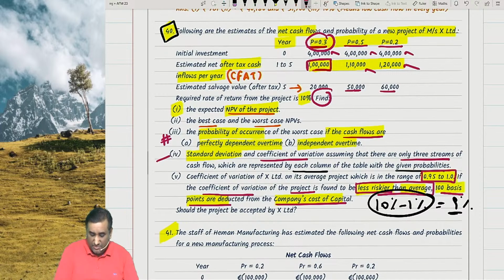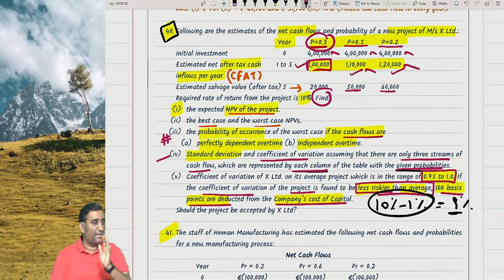Assume there are only 3 streams of cash flows which are represented by each column of the table with the given probabilities. Sir, what does it mean? Basically, when you calculate standard deviation, you need what? Return, x value, na? He says there could be only 3 values of x. It could be either a happening of 1 lakh or 1,10,000 or 120. So basically 3 NPVs you have to calculate, expected NPVs, which will have probability of what? 30, 50 and 20. Interesting part is best case and worst case you have already calculated. Left is what? Middle case. So once you calculate that middle case NPV, you get 3 x values.